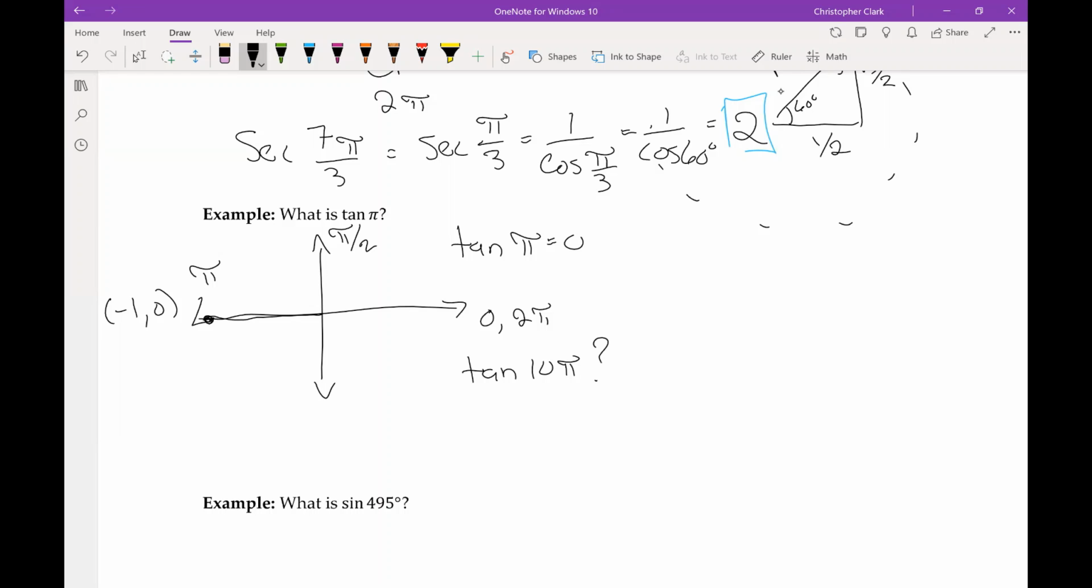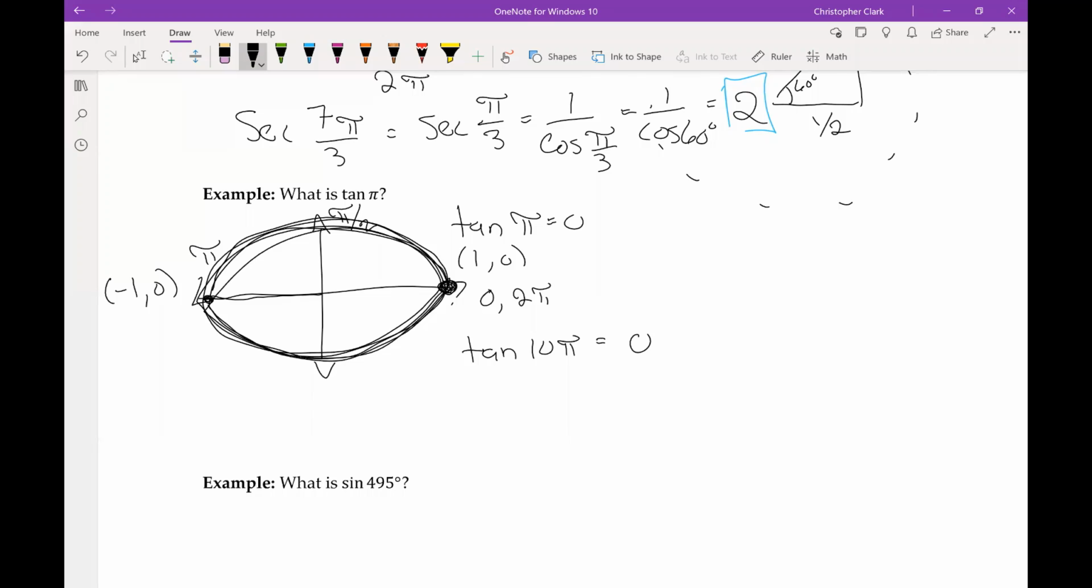That would mean that I go 1 pi, 2 pi, 3, 4, 5, 6, 7, 8, 9, 10. Now I've landed back here. Okay, so I'm right here. What is this? Well, in this case, I go over in the x direction positively 1 and go up 0. So this is sine, tangent is sine over cosine. And so in this case, sine is 0 over 1, and this is just 0.